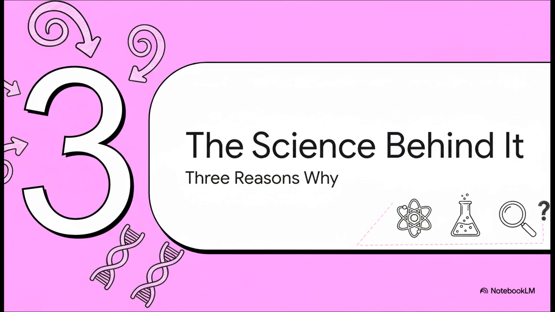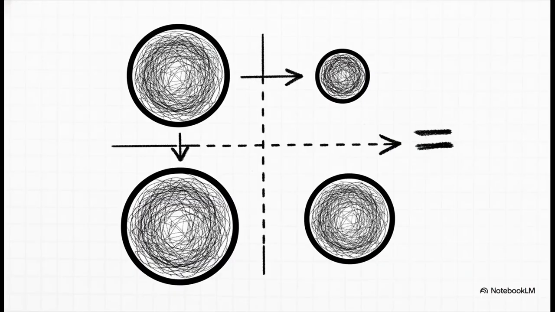Okay, so now we know what it is, right? We've given it a name, but the real question, the big one, is why? Why does this happen? Well, it turns out it all comes down to a kind of perfect storm of three key atomic properties.